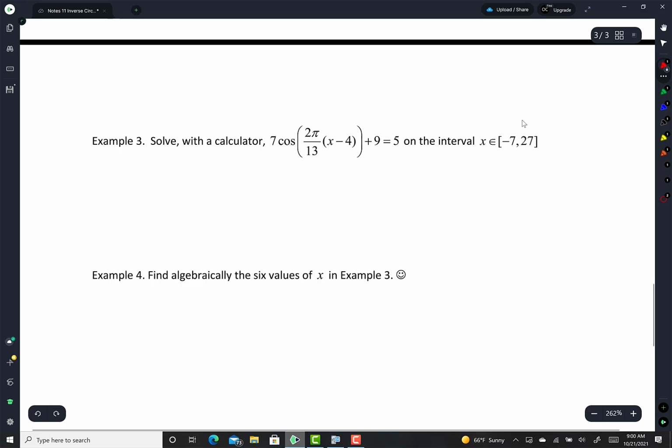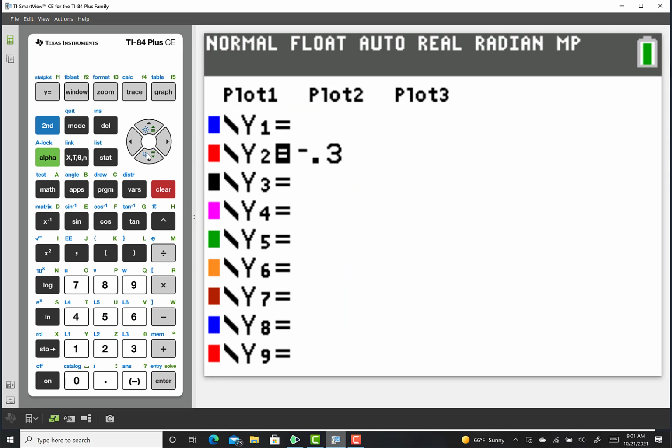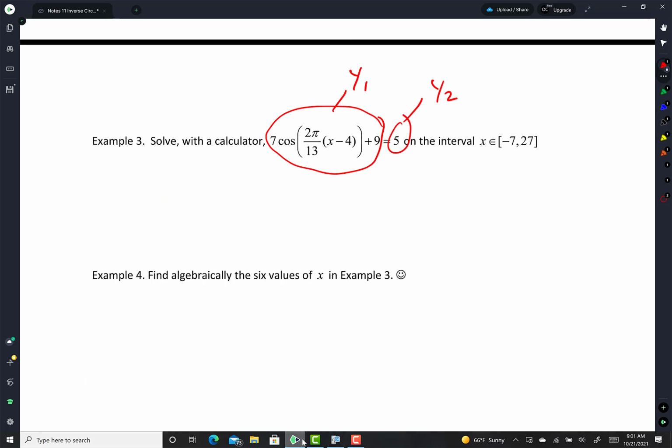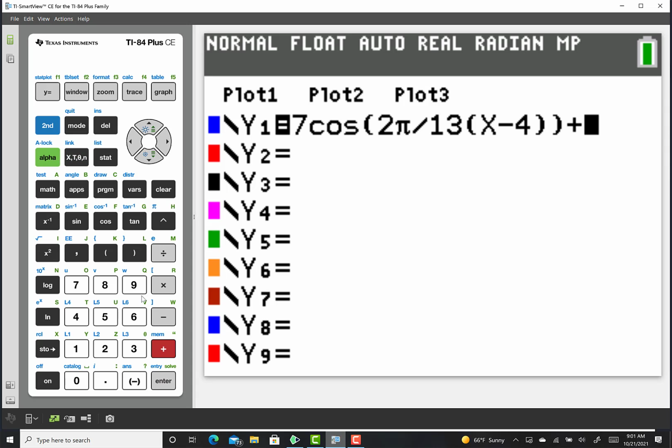So now, can we do the same thing that we just did, but with this one? Yeah. Type this into y1. So go for it, guys. Do that and type that into y2. Be careful. I'll do it too, guys. So y equals clear. I already forgot. 7 cosine 2 pi over 13. Open parenthesis. X. The x is next to the alpha key. Minus 4 close plus 9. I think I got it right.